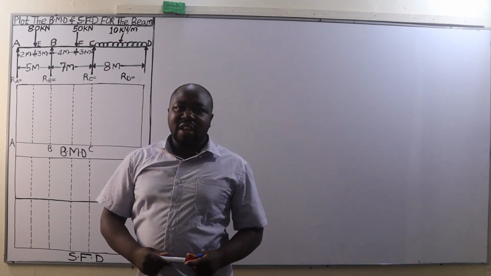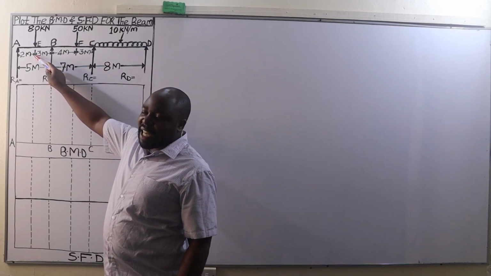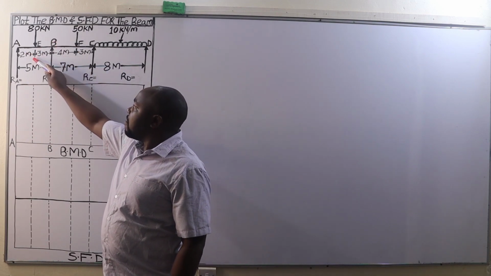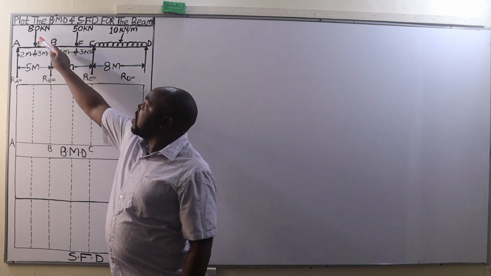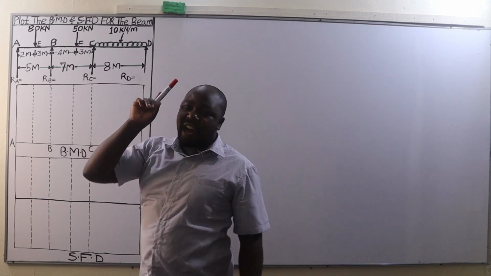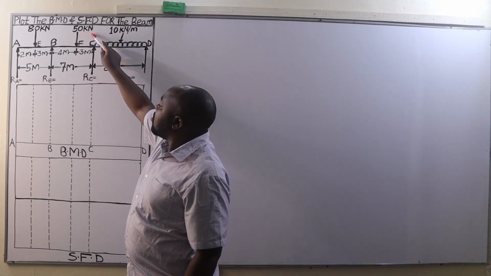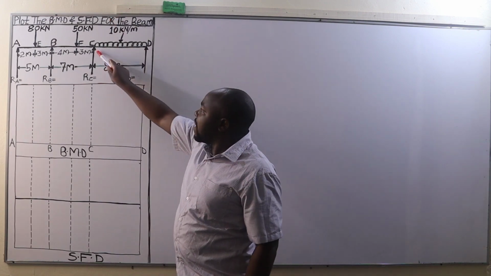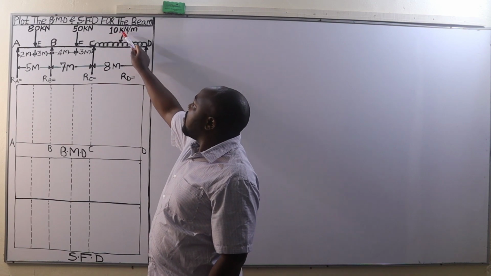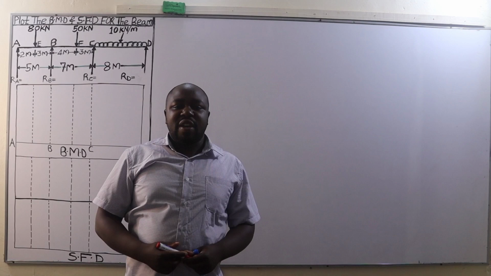And we are going to begin with determination of the maximum bending moments at each span. For span AB, we are going to determine the maximum bending moment at point E due to this 80 kilonewton load. Between span BC, the bending moment at F because of this 50 kilonewton point load, and at span CD we are going to determine the maximum bending moment due to this UDL of 10 kilonewtons per meter. And we are going to begin with the span AB.